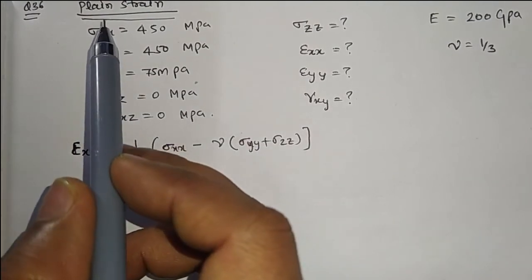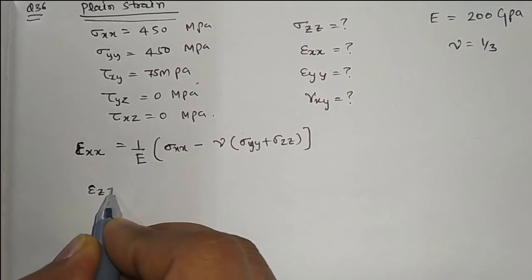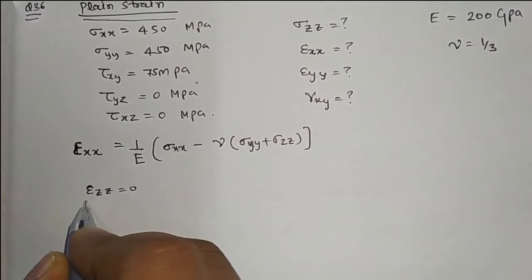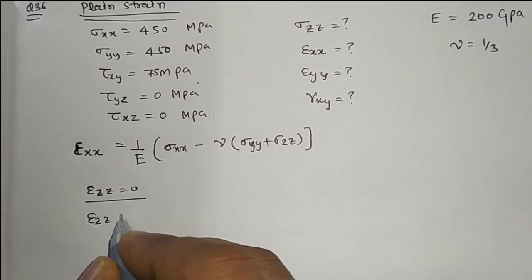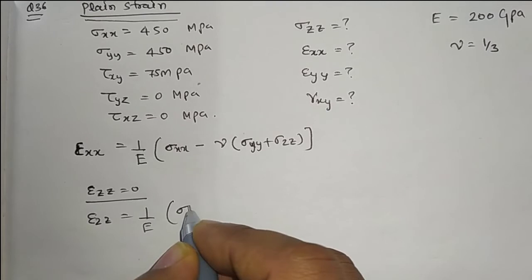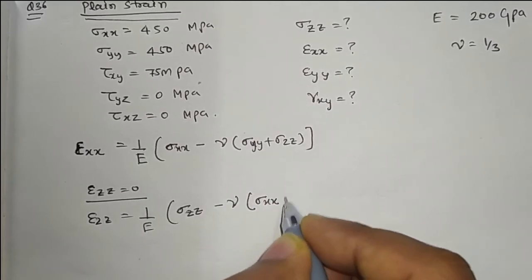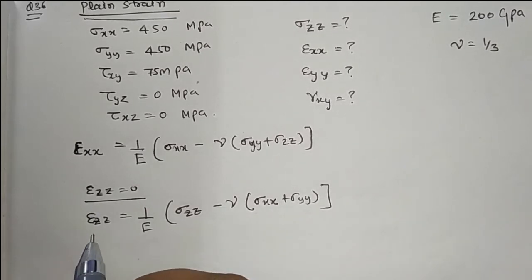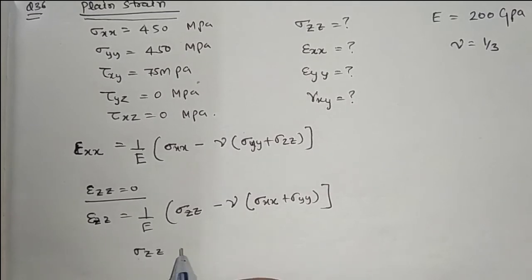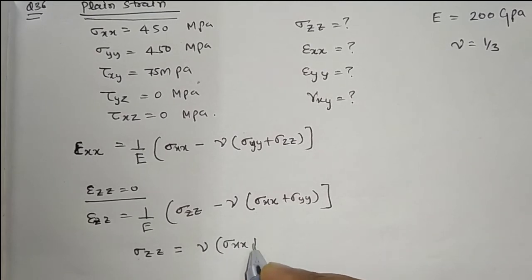As the problem is given here, it is a plane strain problem. So the normal strain in z direction will be equal to 0. So epsilon zz equals 1 by E, sigma z minus nu times sigma xx plus sigma yy. Normal strain in z direction is 0. Then the normal stress in z direction will be equal to nu times sigma xx plus sigma yy.